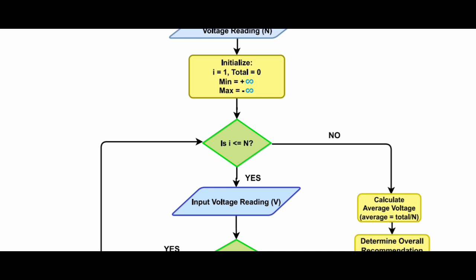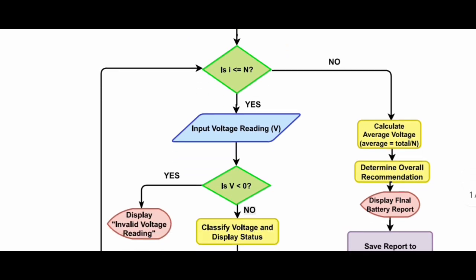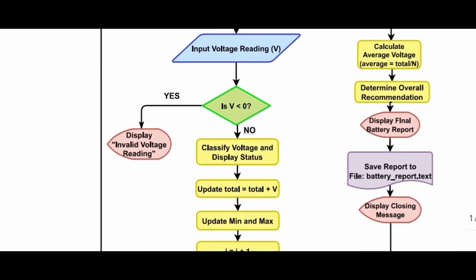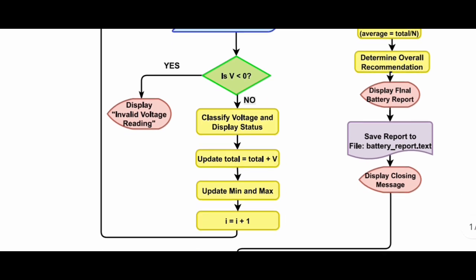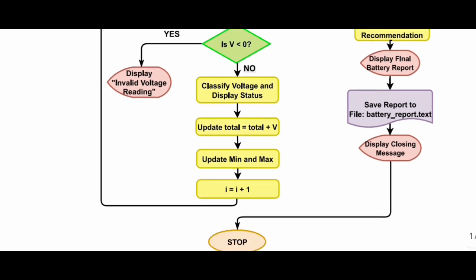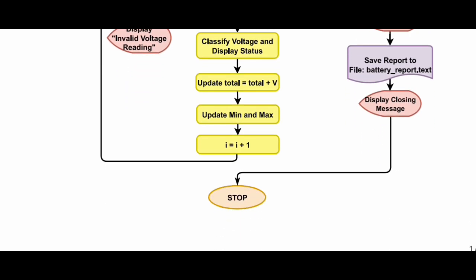If a reading is negative, it displays an invalid voltage message. Otherwise, it classifies the battery status, updates the total, minimum and maximum values, and repeats until all readings are entered. Finally, it calculates the average voltage, generates the battery report, saves it to a file, and displays a closing message.